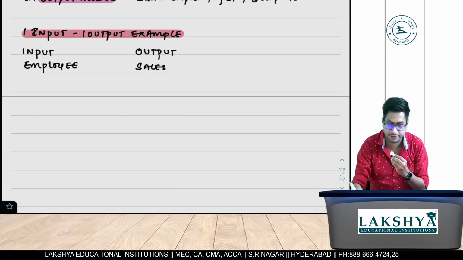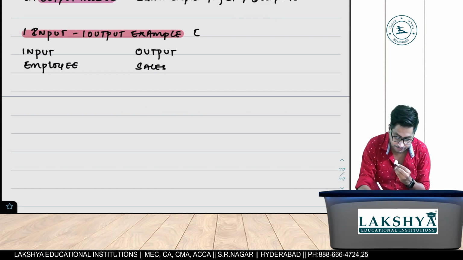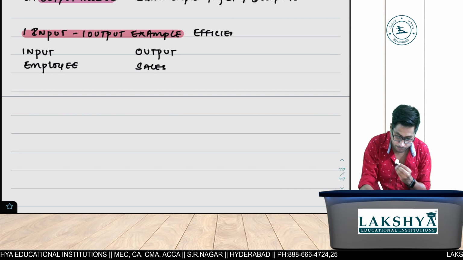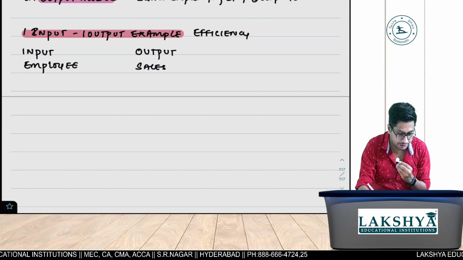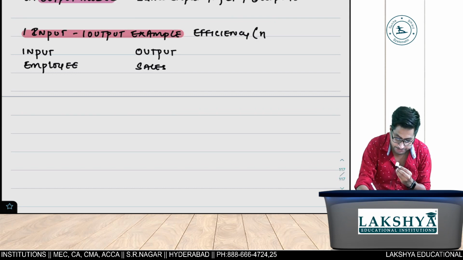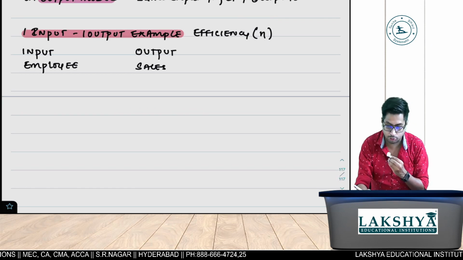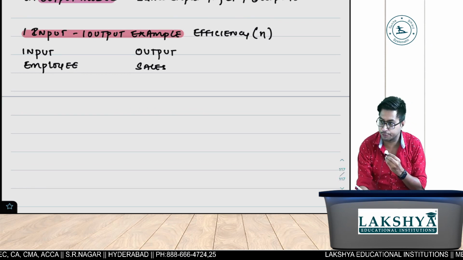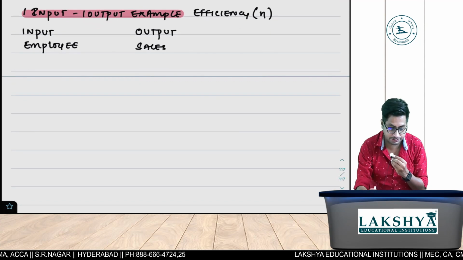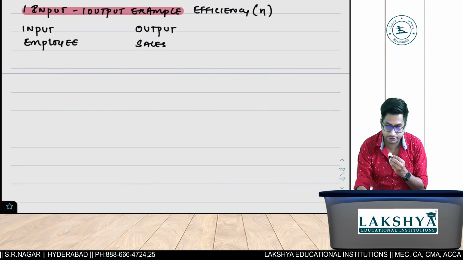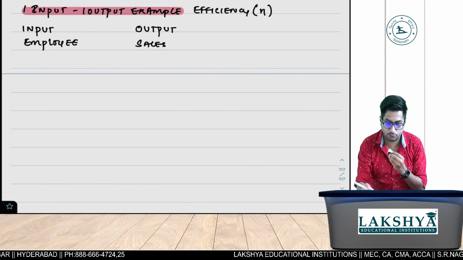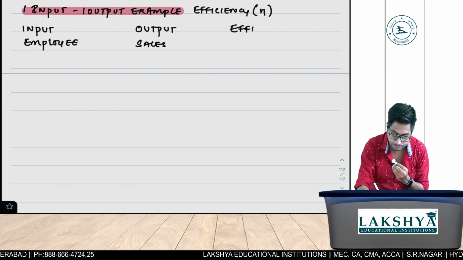What we have to first calculate always? Efficiency. Efficiency is always represented in the form of N. How do I calculate efficiency? Output by input. Here what is the output? Sales. And what is the input? Employee. And now we have to calculate efficiency.